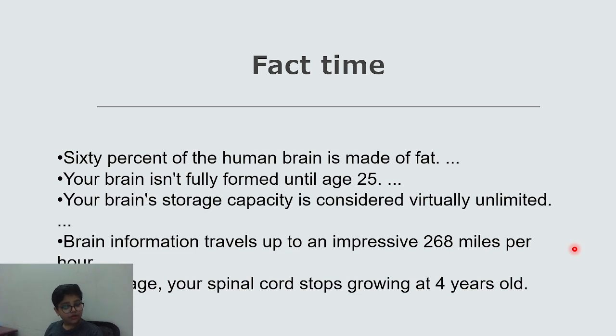Third, your brain storage capacity is considered virtually unlimited. It means it can take unlimited knowledge, unlimited views. Like I can read this fact time in Tahoma font, so I will remember that when I was making one of my favorite videos, nervous system, this fact type of it was written in Tahoma font. Yes, so that's how it goes in my brain. Information in the brain travels up to an impressive 268 miles per hour. And fourth, on average, the spinal cord stops growing at the age of 4 years. So these are a few facts.